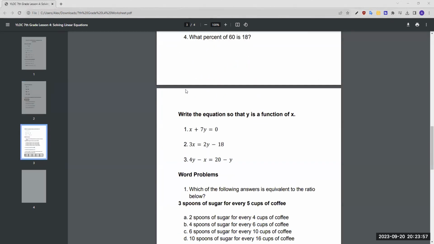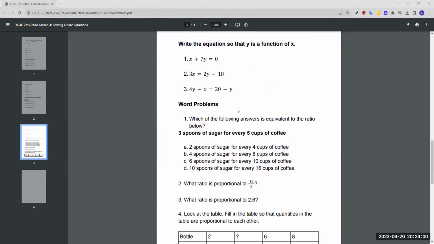Okay, now let's move on to the word problem here. Which of the following answers is equivalent to the ratio below? 3 spoons of sugar for every 5 cups of coffee. Since the problem gave us 3 spoons for every 5 cups, we know our ratio is 3 to 5. Now, let's look at all these answer choices and find the ratio of them. This one is 2 to 4. This one is 4 to 6. This one is 6 to 10. And D is 10 to 16.